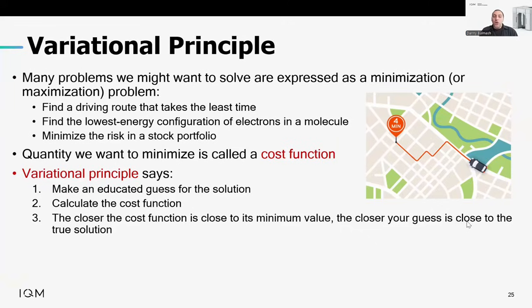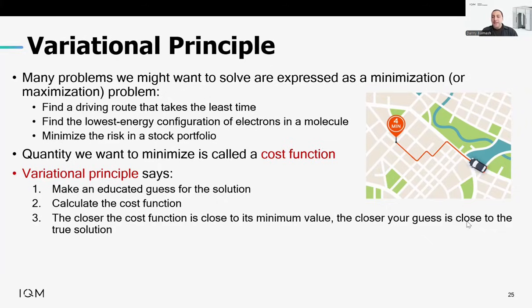So we're going to call the thing that we want to minimize a cost function. So for example, for a driving route, the cost function is the time you're driving. Or in a molecule, the cost function is the energy of the electrons. In a stock portfolio, the cost function is the risk. And the goal is to minimize that.